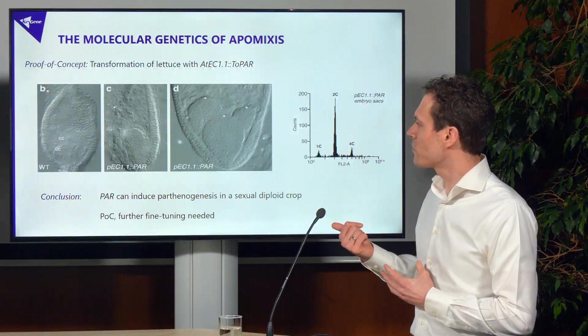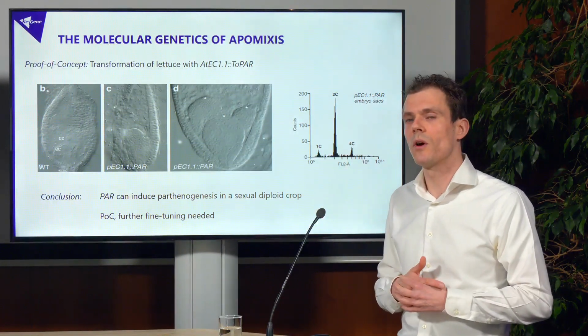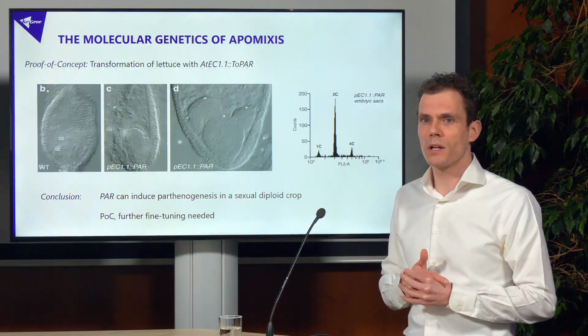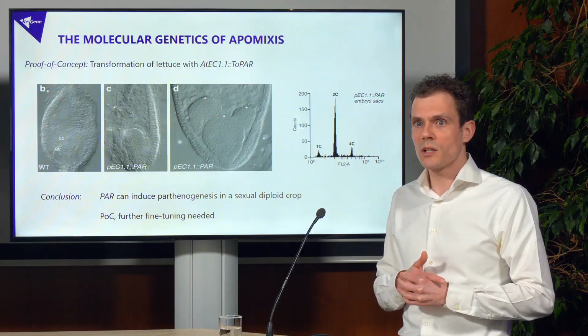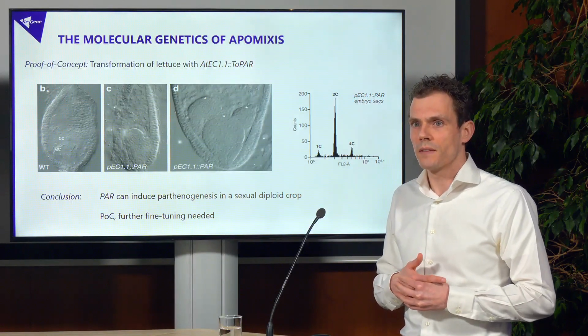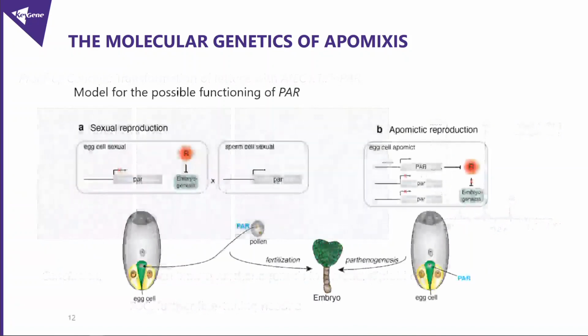But when the construct was present with the parthenogenesis gene, we could see the start of the development of embryos. So the parthenogenesis gene can induce embryos in a sexual diploid crop. This is a very nice proof of concept. However, of course, further fine-tuning will be needed, and we are looking into that at the moment.